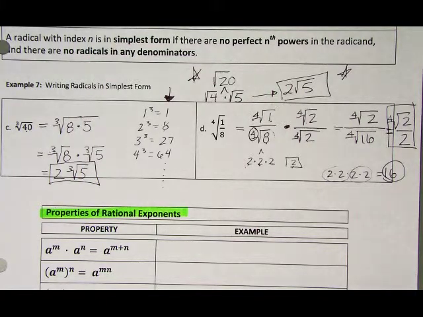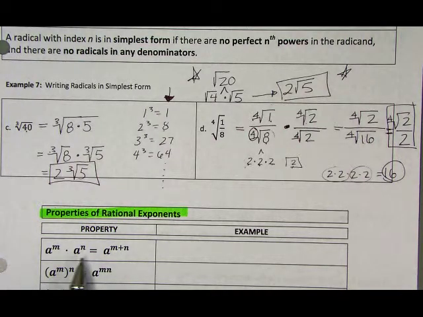Okay, so the last time we left off with the properties of rational exponents. All of these properties you have seen at some point before, but we're going to look at them in a little bit more detail today. So the very first property we're going to look at is if we have something like a to the m times a to the nth.